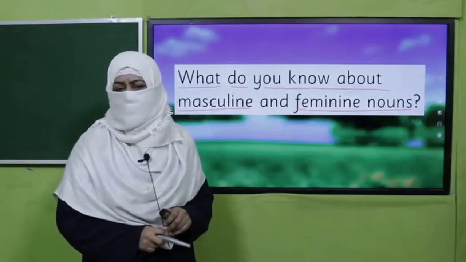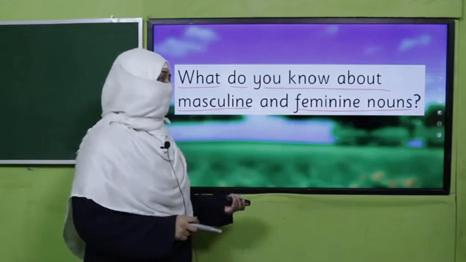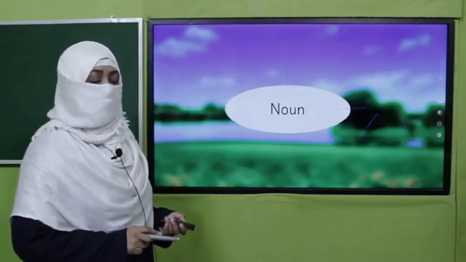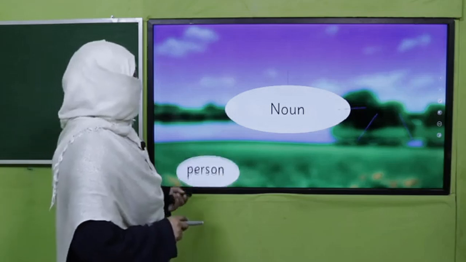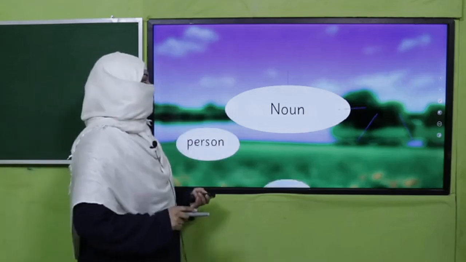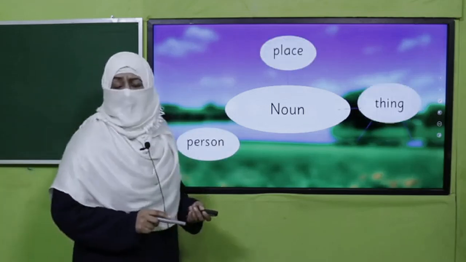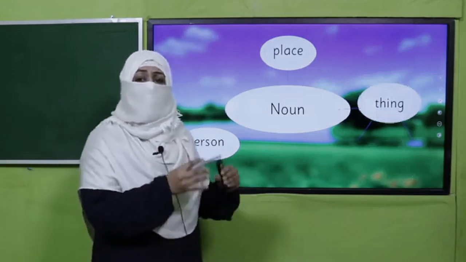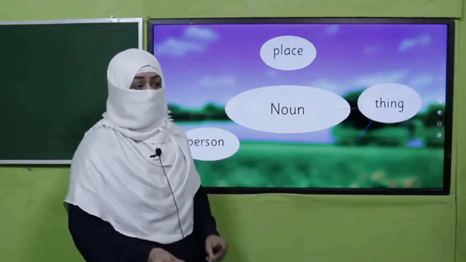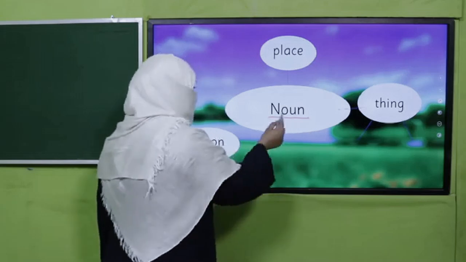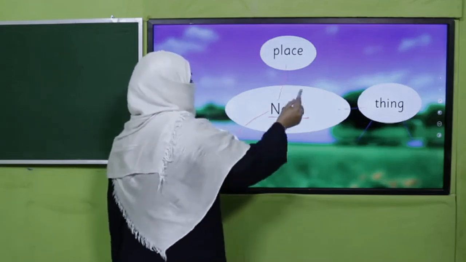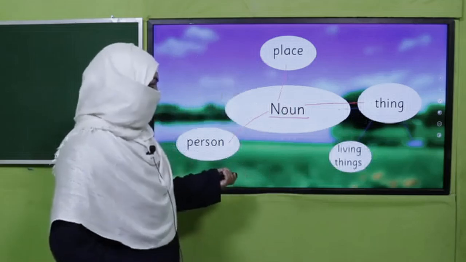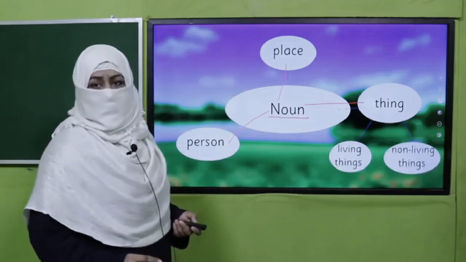Yes, my dear students, I hope you have answered correctly. I'm going to explain it to you. Do you remember what is noun? Yes, noun refers to name of a person, place, or thing. And we know everything around us which we can feel, touch, see, hold has a name, that is a noun. And that noun may refer to a person, a place, or a thing. And thing we divide into two categories, living things and non-living things.